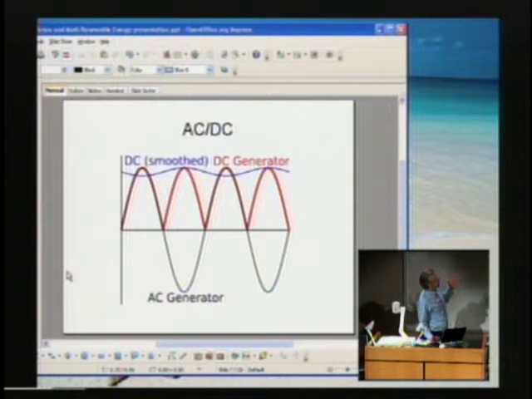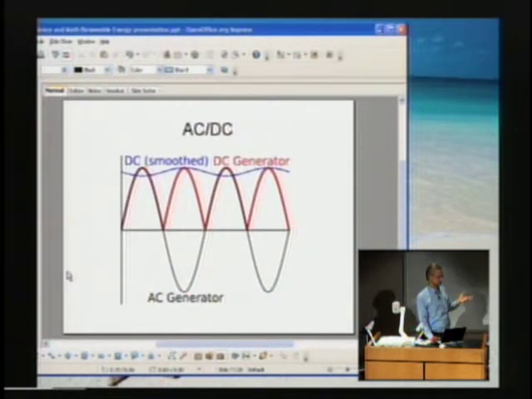Now, a DC generator would generally have variations coming out. This could be called pulsating direct current, where it's not smooth. And that can be smoothed out partially by the way the generator is made. You can have more windings in there, and partially by using capacitors and inductors to smooth it out.